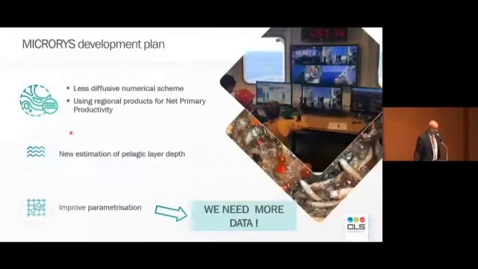And now what we plan to do is to improve our model, the numerical scheme, for instance, also using regional products for net primary productivity, which is at the basis of the energy. We also plan a new estimation of pelagic layer depth, which has a very high impact on the forcing terms that we use to transport the population. And we need to improve the parametrization, and for that we need data, especially for micronekton.